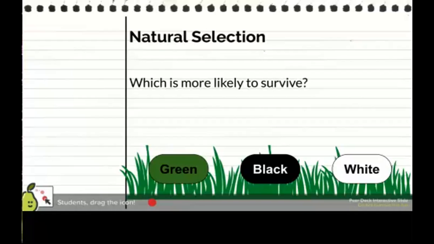And I need 3 more of you. Rihan, Donovan, Hope. Which bug, these things are bugs, which bug would most likely survive in this environment? All right, 100% of you chose the green one. Again, it's more camouflage, is able to hide, predators less likely to find it.